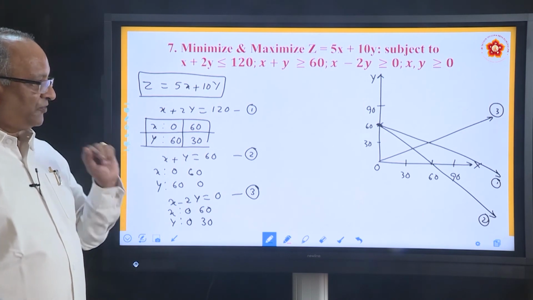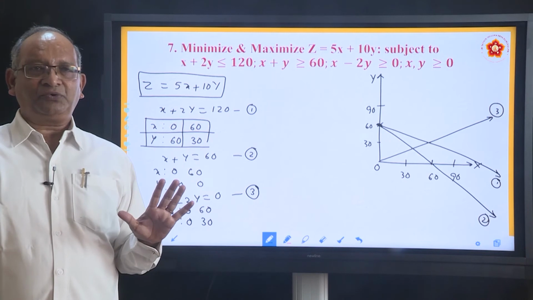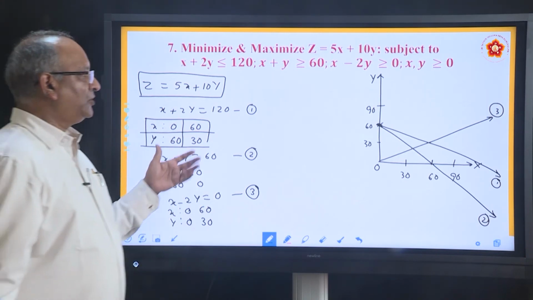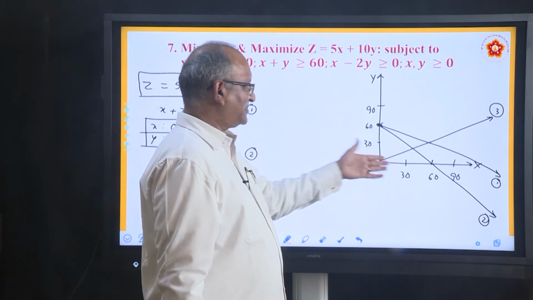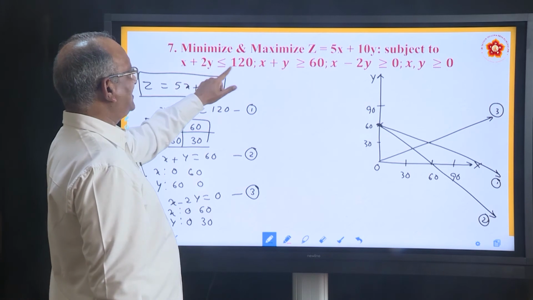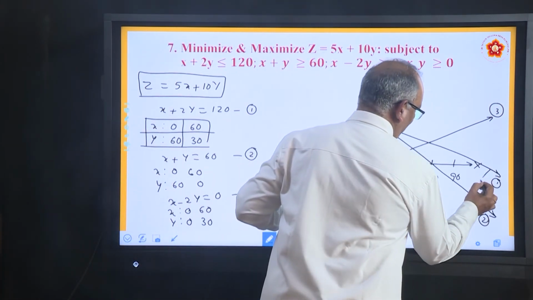Okay. So we have 3 lines we have drawn. Now what we have to do? We have to shade. What is to be done for shading? You can choose a point. For example, for first and second, you can choose 0. If you take 0, 0 plus 0 is less than 120, it is correct. So you have to shade towards the origin.